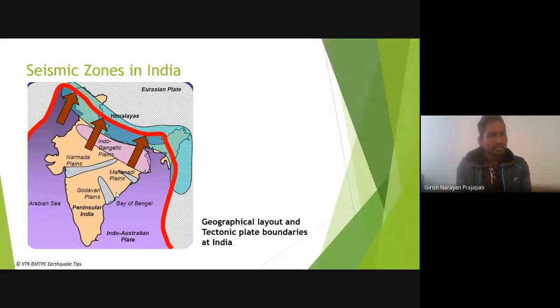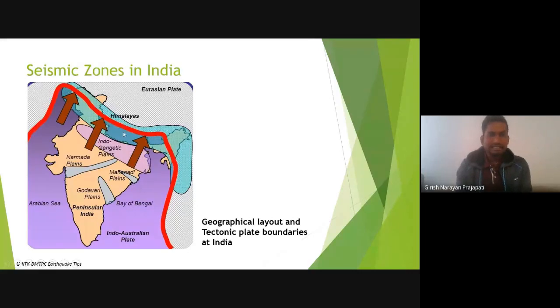So let us consider our place, India. What is the geographical layout and tectonic plate boundaries of India? As I discussed earlier, there is one major fault line near the Himalayas, the Indian plate, which crosses the upper part, Jammu and Kashmir, Ladakh, and goes towards Tibet, presently in China, and comes back to the northeastern states. And another is the Indo-Gangetic plain, the Indus, Ganga plain, Narmada plain, Mahanadi plain, which is in Odisha, and Godavari plain.